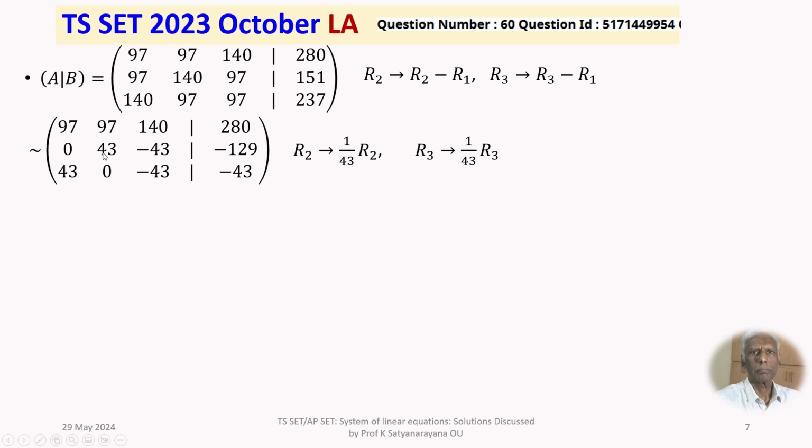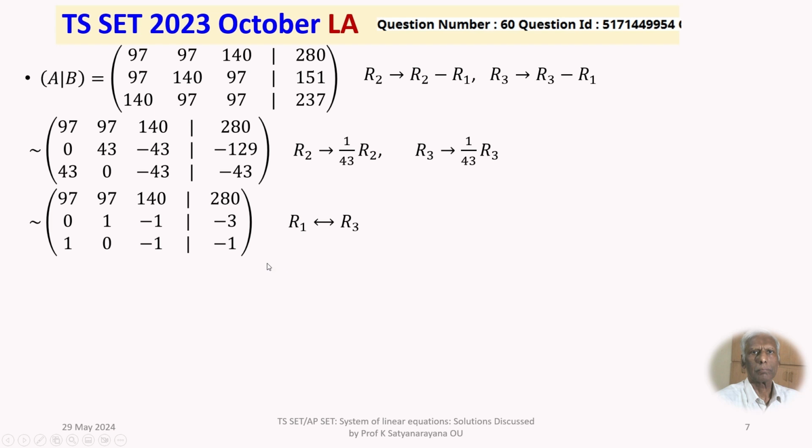Then it will be 0, 1, minus 1, minus 3. And the third row will become 1, 0, minus 1, minus 1. So let's look at that. So that is right. Now what we do is shift the third row to the first row. That means interchange R1 and R3, and thereby we will get the first row as 1, 0, minus 1, minus 1.